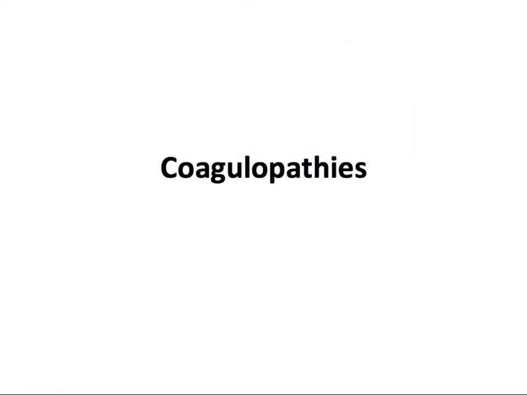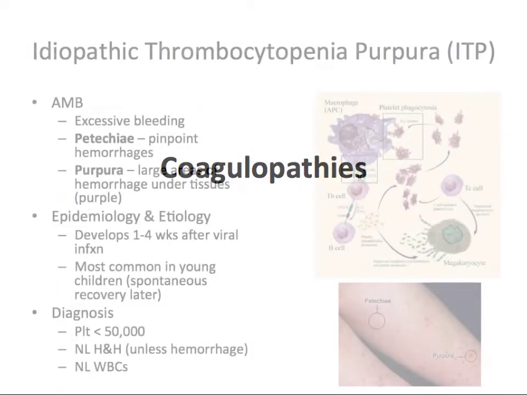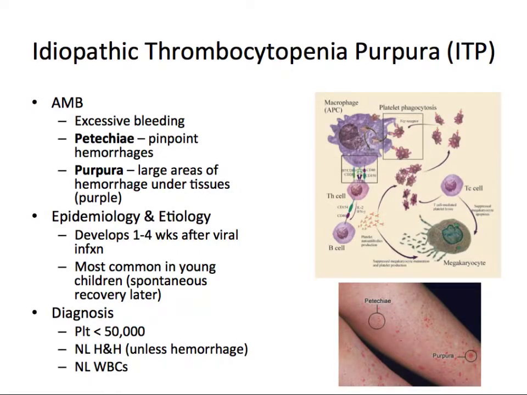Now let's discuss some of the coagulopathies. Idiopathic thrombocytopenia purpura, or ITP, is the autoimmune destruction of platelets by antiplatelet antibodies, resulting in three characteristic signs: petechiae, purpura, and excessive bleeding. This condition often develops 1 to 4 weeks after a viral infection and is most common in young children.